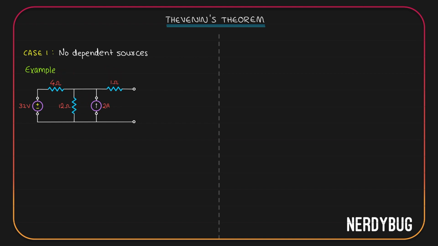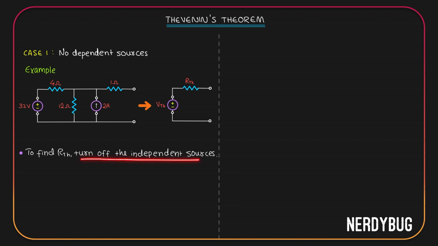Using Thevenin's theorem, we can model the same circuit like this: a single voltage source and a single resistance that is in series to it. We'll call these VTH and RTH for Thevenin voltage and Thevenin resistance. To find the Thevenin resistance, there is only one rule: turn off all the independent sources. Over here, we have two independent sources: the voltage source of 32 volt, the current source of 2 ampere. If we turn them off, the circuit will look like this.